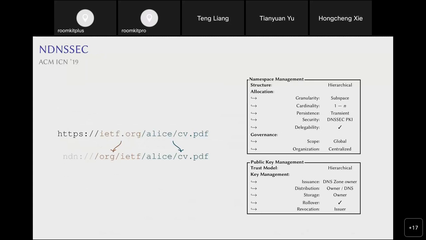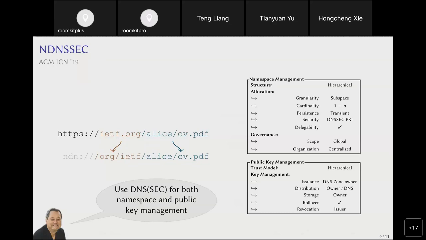Coming next is NDNSSEC. This is an approach that we proposed a couple of years ago. The basic idea was to use the whole ecosystem, the technical and non-technical entities and organizations around the DNS, to take care of both namespace and public key management for NDN. The reason that we could do that is that NDN names, or at least the global prefix, can easily be translated into its corresponding DNS counterpart.